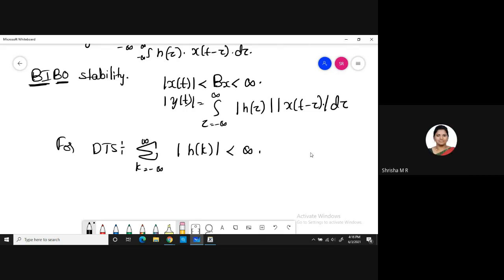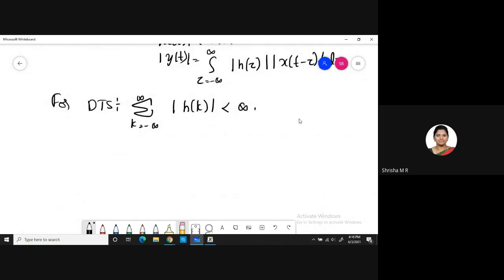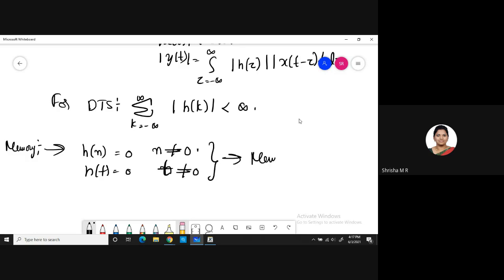Yes, ma'am. So let us summarize whatever we have seen. You have classification based on these three systems mainly, okay? So for memory, what did we see as the condition? h of n should be equal to 0 for n not equal to 0, and h of t should be equal to 0 for t not equal to 0. If this condition is satisfied, the system is memoryless. If you have values for other values of t other than 0, then the system has memory. Okay. That is the meaning of this.